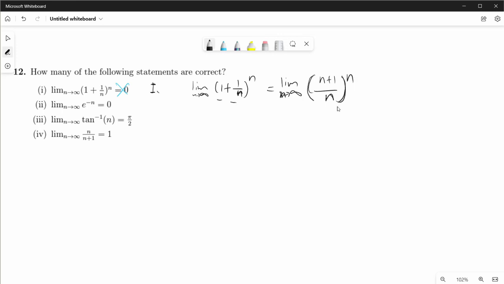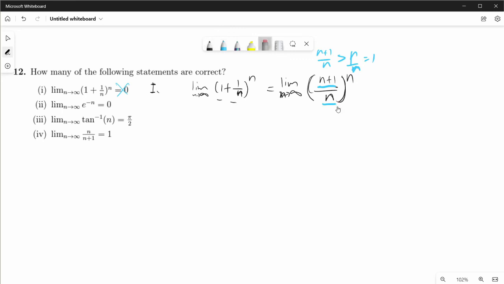Now this, you can tell it's still sort of the same thing, where the numerator is a little bit bigger than the denominator. So I can tell that it's a little bit more than 1, right? By comparison test, this is more than n over n, which is equal to 1. So this will not approach 0, right? It will approach something bigger than 1.